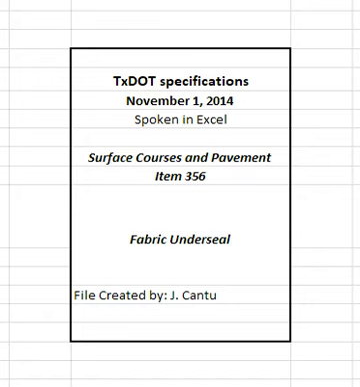Item 356. Fabric Underseal. 1. Description. Furnish and place fabric underseal in a longitudinal, full road width application or over pavement joints. 2. Materials. 2.1 Longitudinal, full width underseal. 2.1.1 Fabric. Provide fabric meeting DMS 6220, fabric for underseals. Use roll widths shown on the plans or as approved.